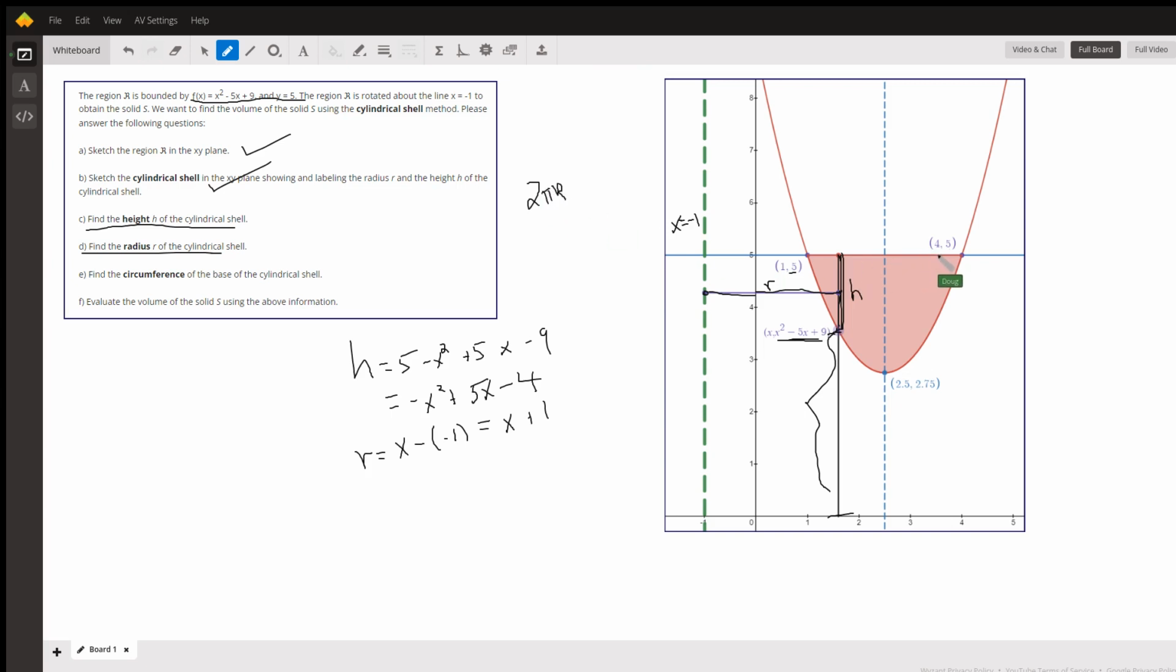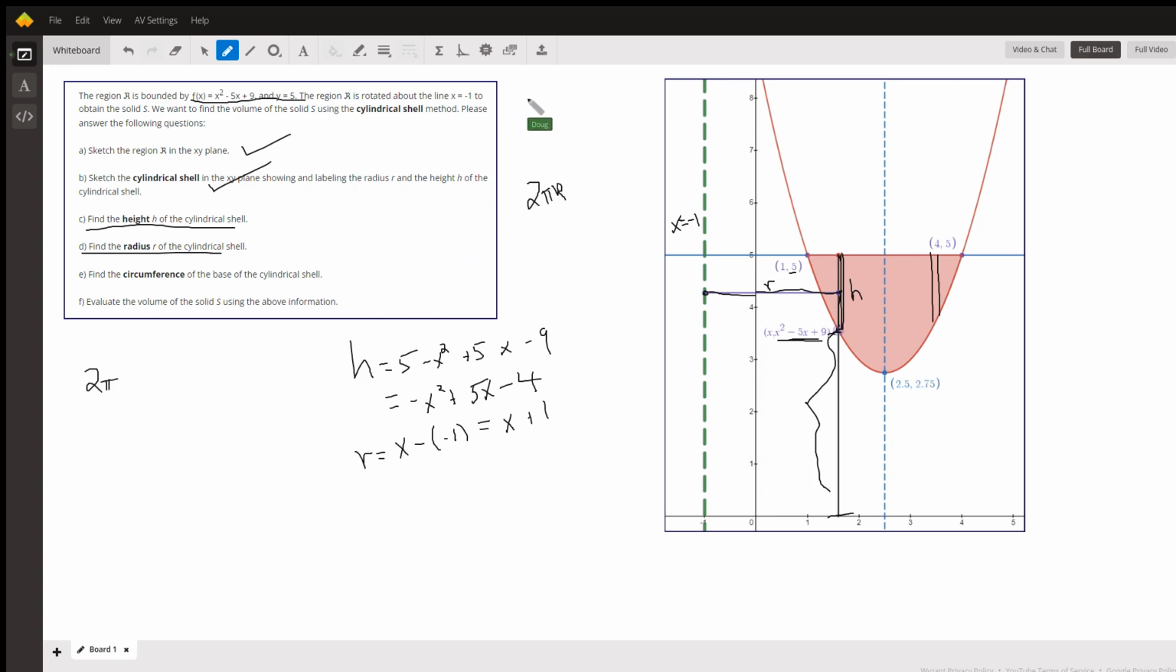So we're going to create infinitely many shells from 1 to 4, and we want to really find the volume of that shell and then add them together, and that's where we have the definite integral. So we've got 2 pi.